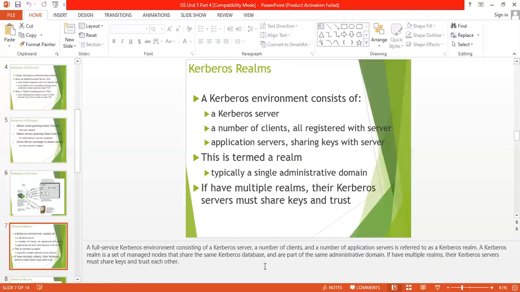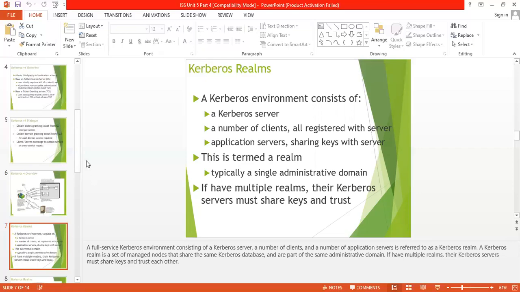Basically, the full-service Kerberos environment consists of a Kerberos server, a number of clients, and a number of application servers, and is referred to as a Kerberos realm. The Kerberos realm is a set of managed nodes that share the same Kerberos database and are part of the same administrative domain. If there are multiple realms, their Kerberos servers must share keys and trust each other.